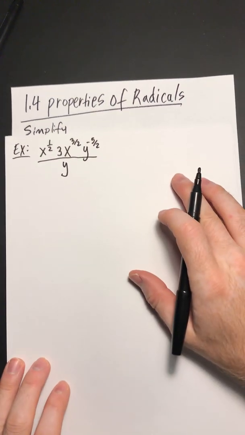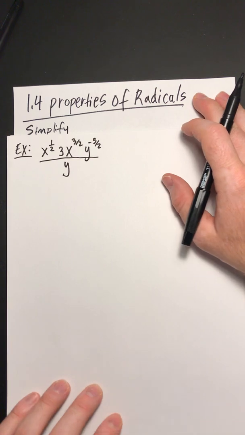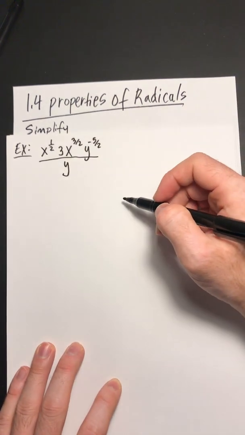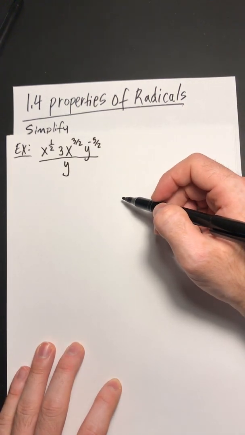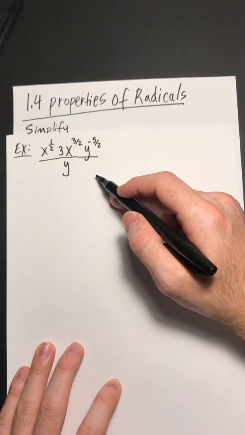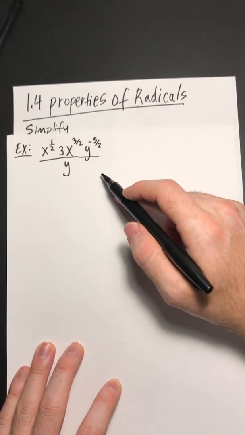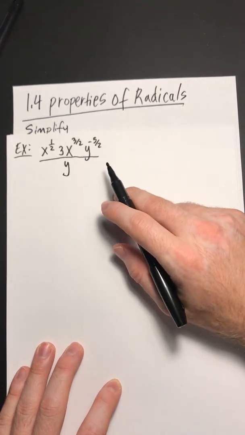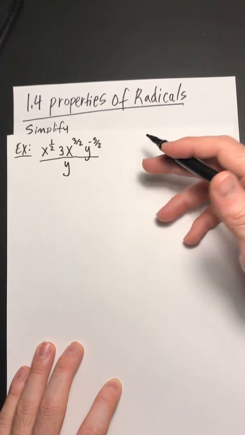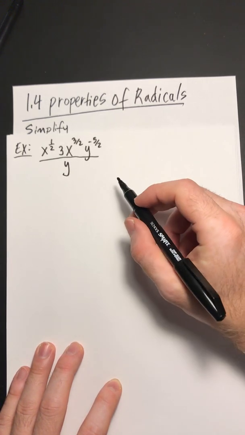All right, so 1.4 properties of radicals. We're just going to simplify the expression here. These go back to our property of exponent rules. The only thing that's different here is we've got fractions in our exponents instead of whole numbers. So the same rules that apply to whole numbers apply here with fractions. So let's get after it.